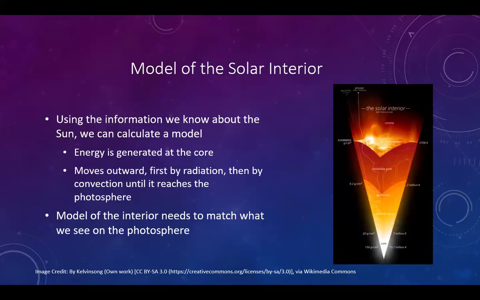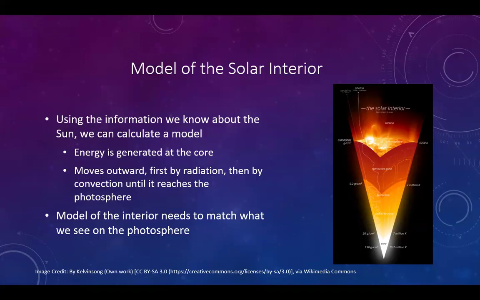And using the information we know about the sun, we can calculate a model where energy is generated at the core. This energy moves outwards, first by radiation, and then primarily by convection, until it reaches the photosphere. We can work this out by looking at the temperature and density. Here, the temperature and density is such that radiation will dominate.